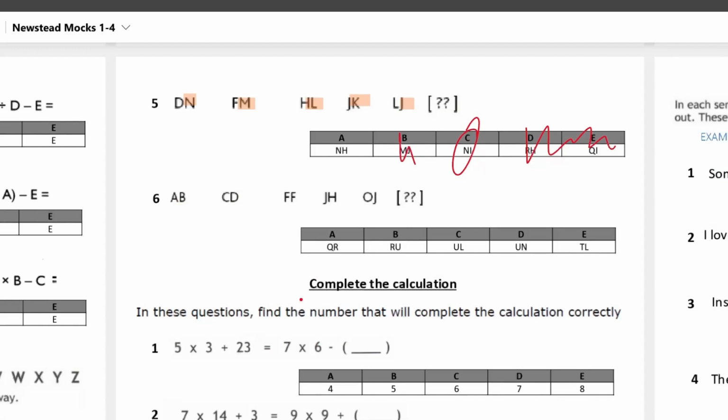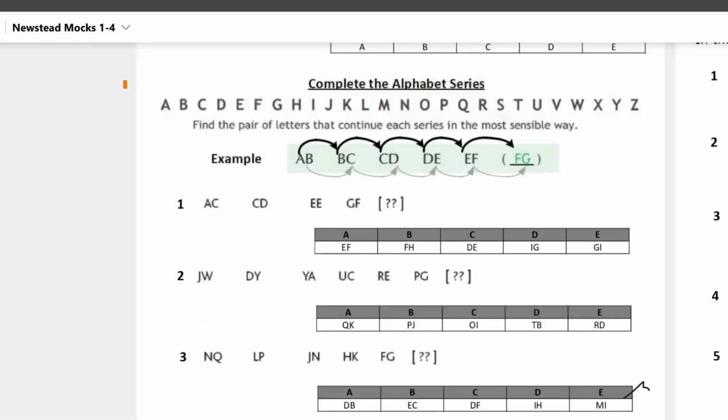Next one is A, B, C, D, E, F. It doesn't seem it's going just up. So let's focus on what's happening on just the first. We have A, C, F, J, O. So we have plus 1, 2, 1, 2, 3, 1, 2, 3, 4, 1, 2, 3, 4, 5. We're going to add 6. 1, 2, 3, 4, 5, 6.